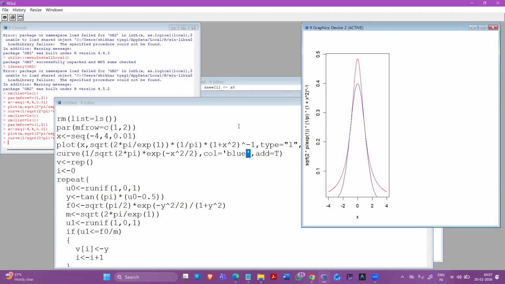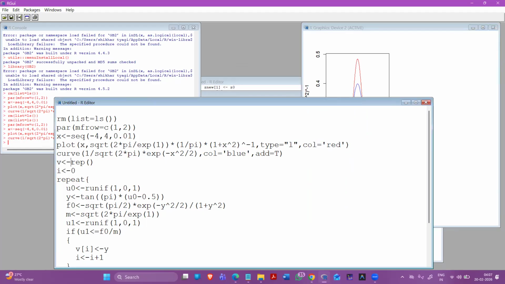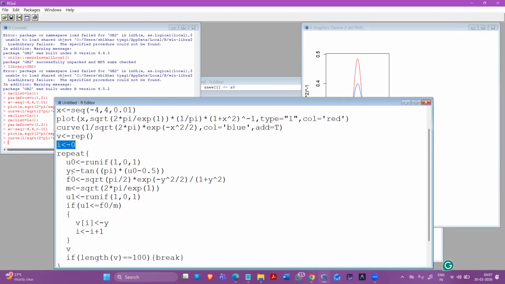After that, I am introducing a null vector here to store the values of x, whatever I am going to generate. And after that, I am introducing a value i as 0. After that, I am introducing the repeat and break commands. Do you know why we use repeat and break? Do you have any idea about the repeat and break command?